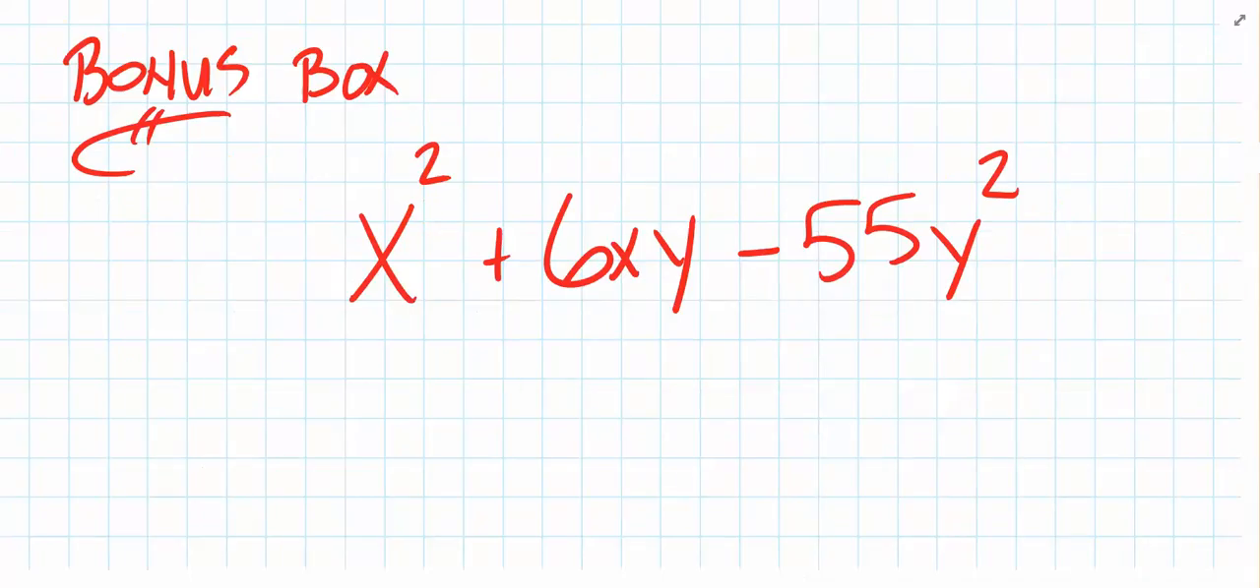Wait a minute. Time out. Time out. Time out. Why is there a y in there? We're trying to factor a trinomial with two different variables. See if you can do it. Okay, you guys want to talk about this one? Let's talk about this one.